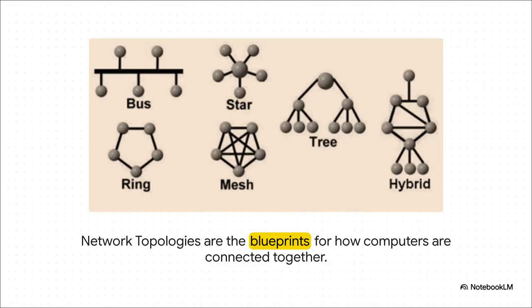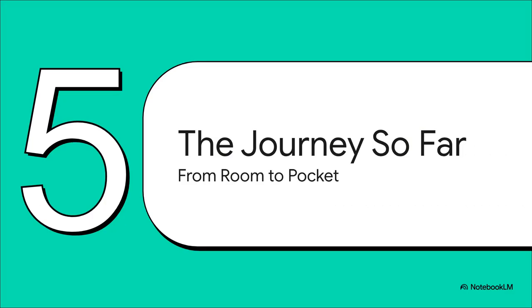How fast that bus is makes a huge difference to how fast the computer feels. And it's not just inside the box. When computers need to talk to other computers, they form a network. And these connections aren't just random. They follow specific blueprints or topologies to keep the data flowing smoothly. The star layout, where all the computers connect to one central point, is super common in most homes and offices you see today.